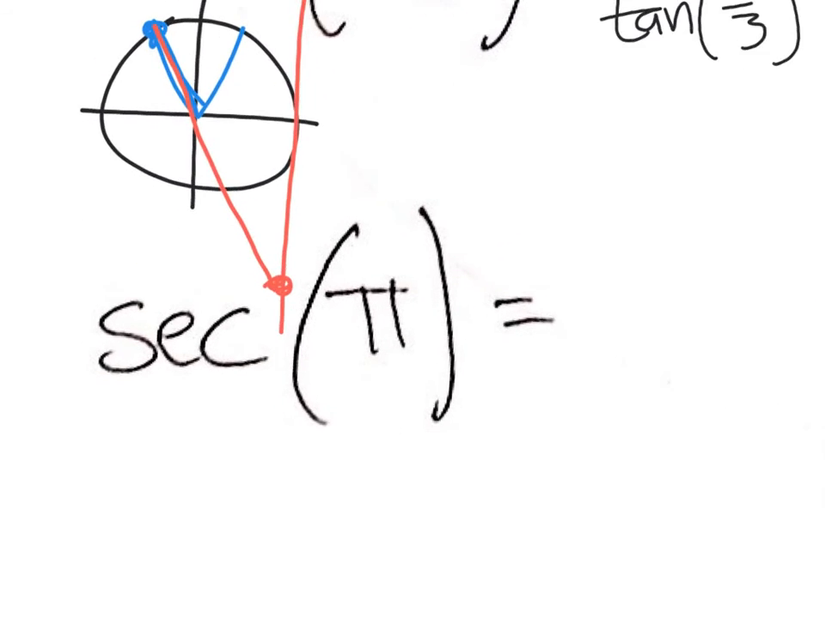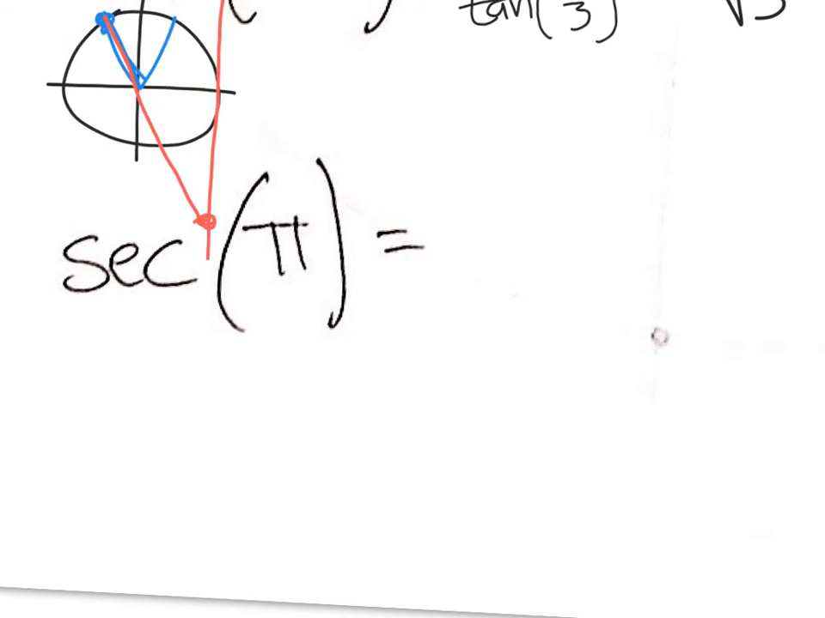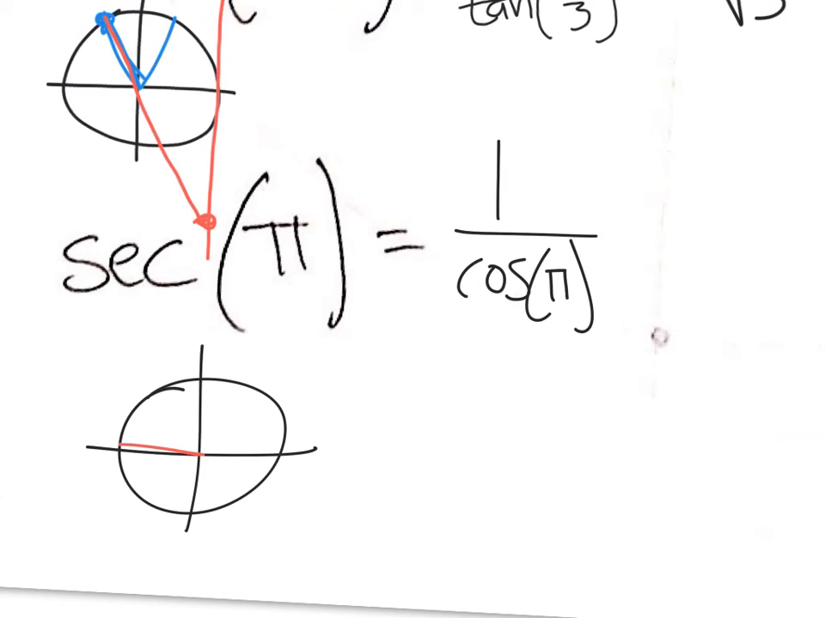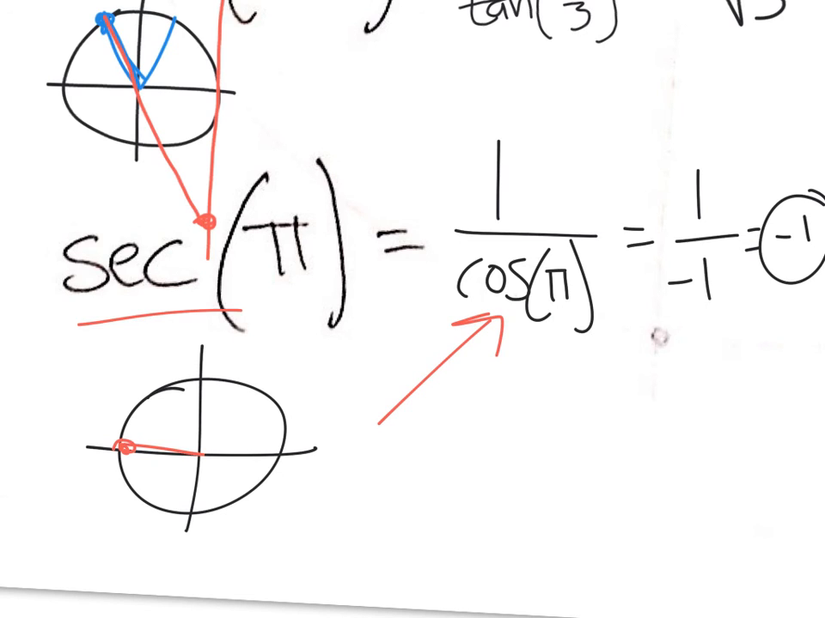And lastly, secant of pi. So this brings up a good point, in that sometimes you got to watch out for things being undefined. So secant of pi is 1 over the cosine of pi, and cosine of pi, there's pi, cosine would be negative 1. So we have 1 over negative 1, which is negative 1. So that's our answer for that, good work.